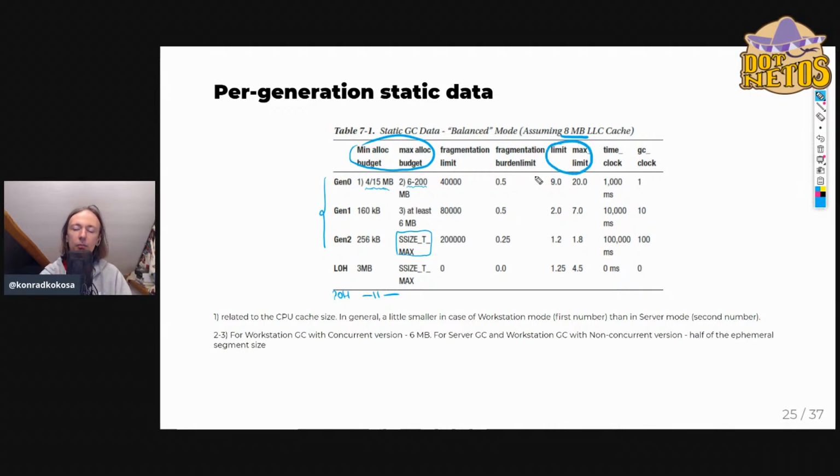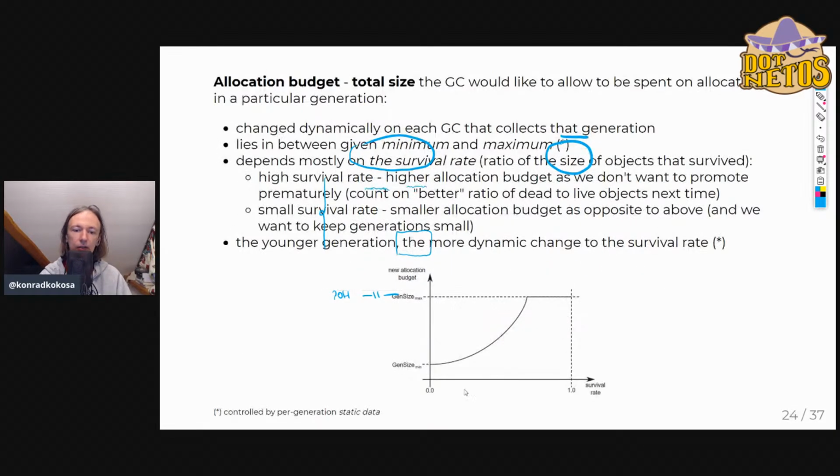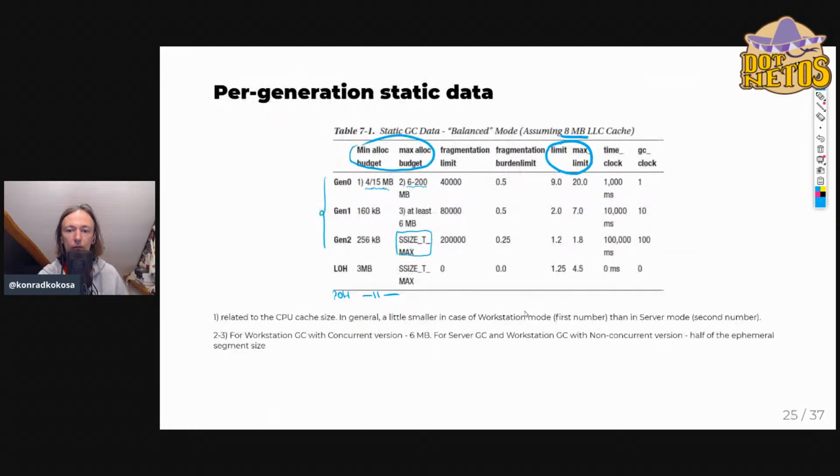Additionally, we have those two parameters which are simply parameters provided to this graph. So when we calculate this graph that I presented in a previous slide, this graph has more or less steep of a curve depending on the parameters. The higher the parameters, the more dynamic the reaction to the allocation budget, to the survival rate. So as you see, it is all calculated on the basis of some parameters provided there.